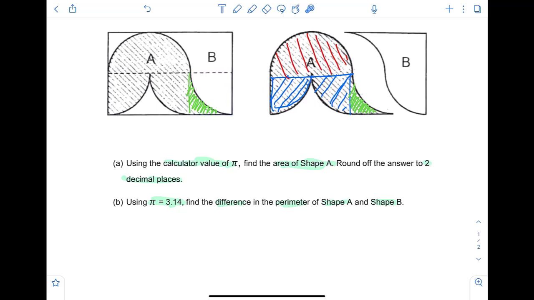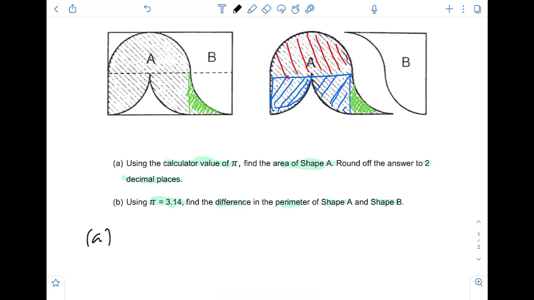So the green part is the area of a square minus away the area of a quarter circle. You need to find the area of shape A, which is this semicircle plus these 2 quarter circles, which actually make up a full circle, plus the green section here. So let's find out the area of this part first, which is one complete circle.